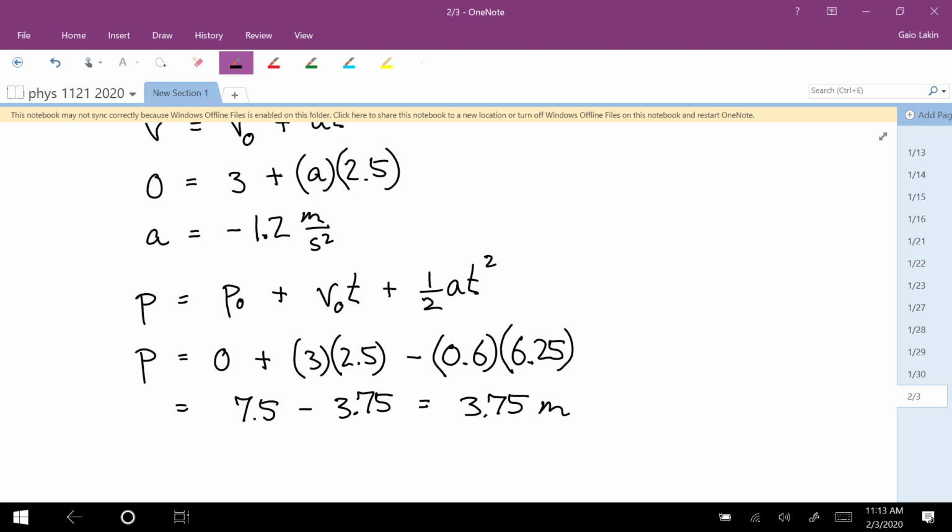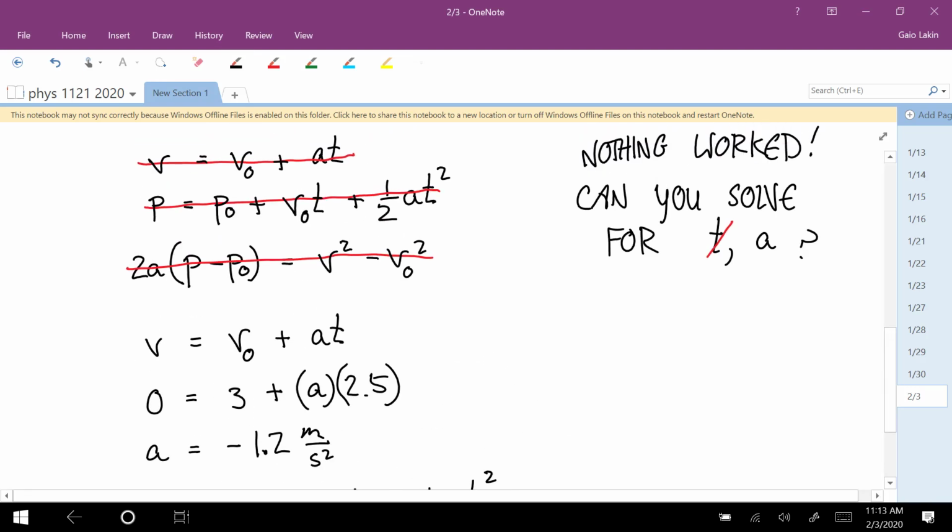So yeah, half of the time you do these, there'll be an equation that'll let you in one step solve for the variable you're looking for. Half the time there won't be. And then the strategy is, is there any way to solve for T or A? And can either of those help you? And in this class, the problems are always designed so if you have to look for one of those, it will help you.